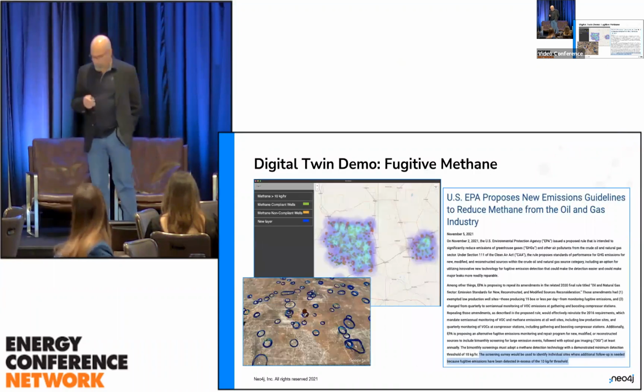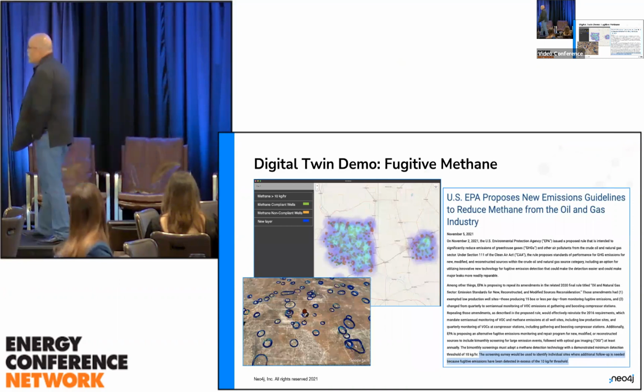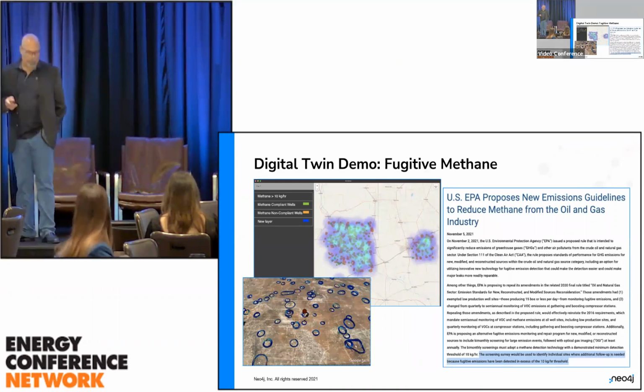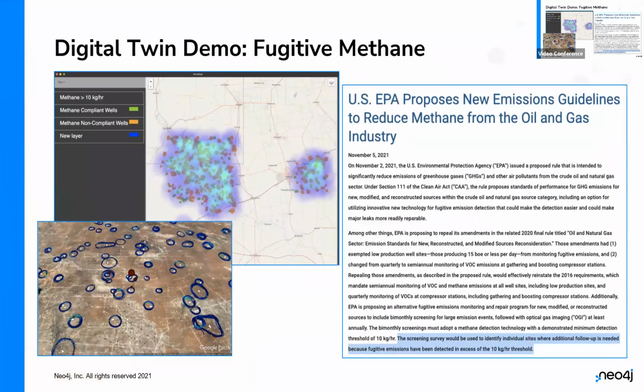Okay, so the demo that I want to show is built around understanding fugitive methane. And so I think everyone is aware that there are new rules that are likely to be implemented. One of those is that there will be a limit of 10 kilograms per hour max for infrastructure, and that's going to be a challenge.